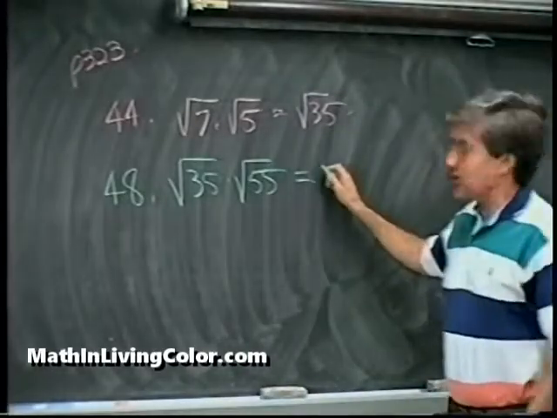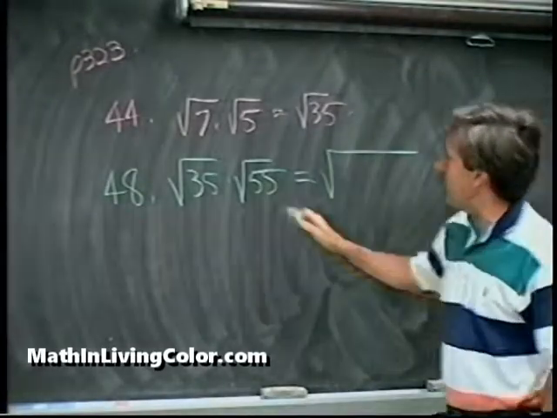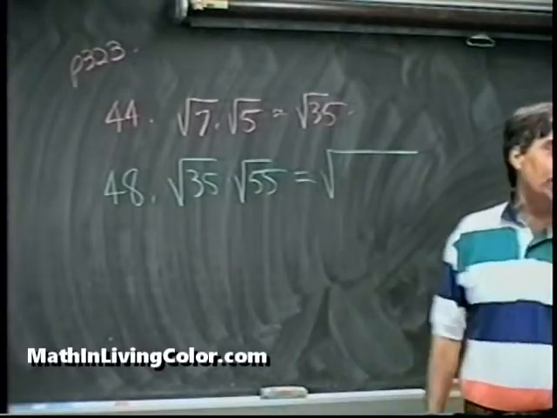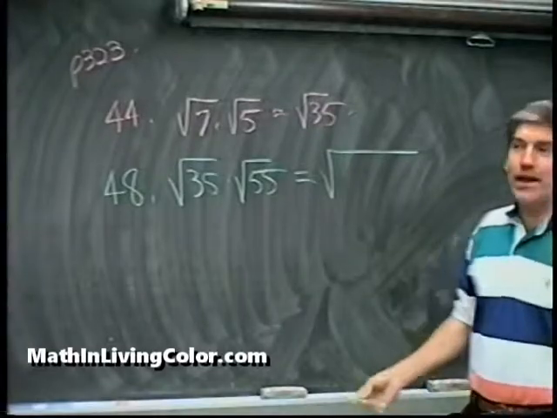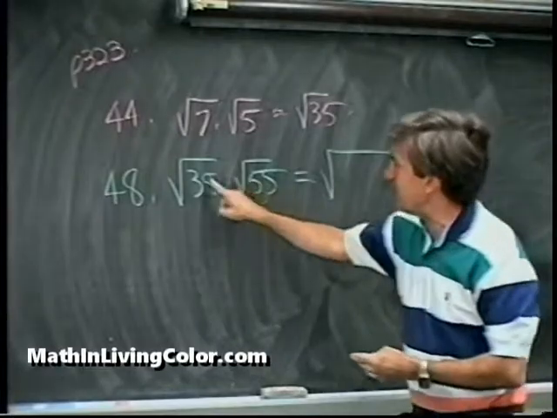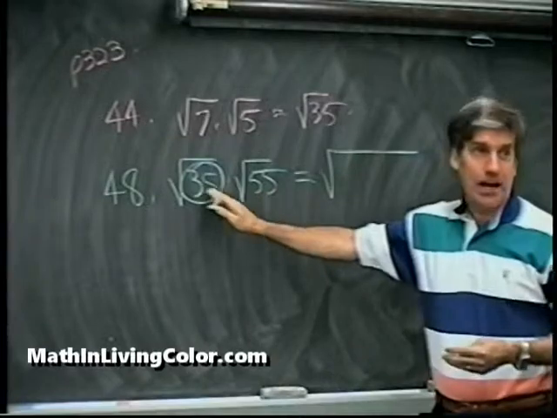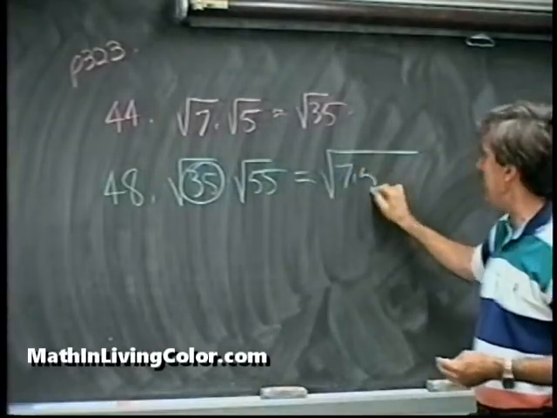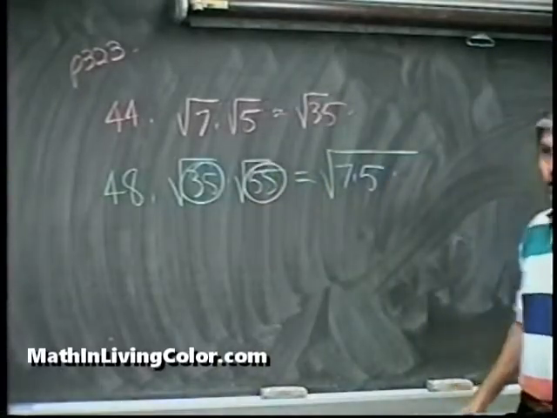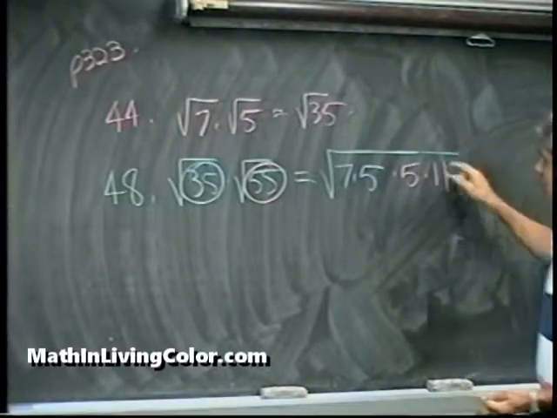Now, if you can use a calculator on that, can't you? What you can do is make the square root of 35 times 55, and you'll end up with some big, huge number, and now how are you going to simplify it? So I've got a better idea. Instead of multiplying it out and getting a big number, let's break the numbers down. Take the number 35, and what is 35? 7 times 5. Now take the number 55, and what is 55? 5 times 11.